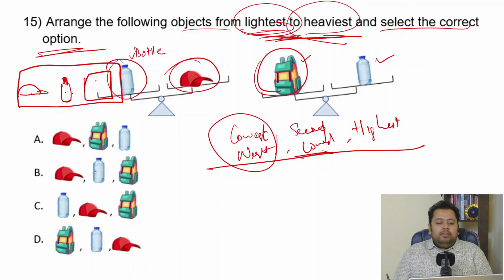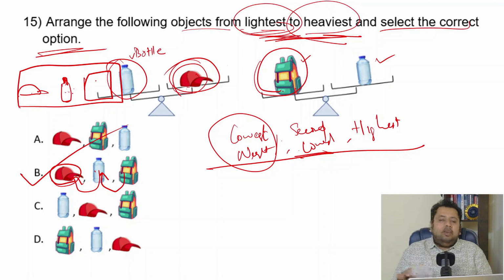So cap, bottle, school bag. Cap is the lightest. You can see over here, cap is the lightest. So the bottle is heavier than the cap, the bag is heavier than the bottle, is what we see as a conclusion from these two images, right? So option B is your correct answer. Hope you got this one correct. If you did, give yourself a star.